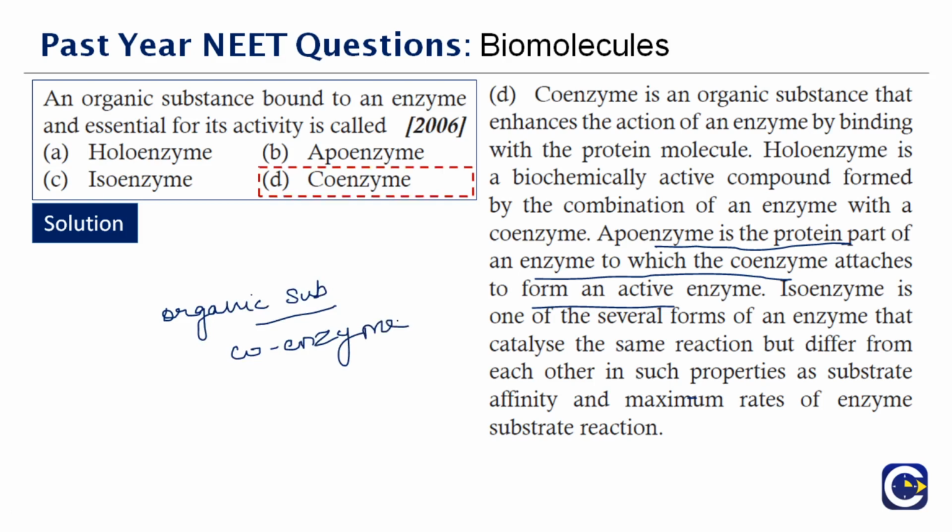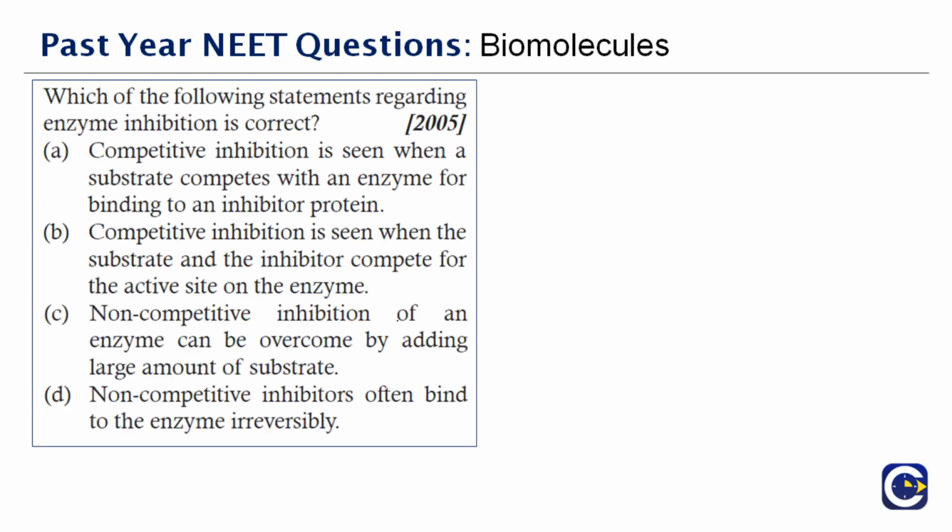Okay. Next question, asked in the year 2005. Which of the following statements regarding enzyme inhibition is correct? They're asking us which one is correct out of the 4 options given here. We'll go option by option. Now here, if you see, competitive inhibition is seen when a substrate competes with an enzyme for binding to an inhibitor protein. This is right? We just now saw the competitive inhibitor malonate. It will actually compete, so it's right?